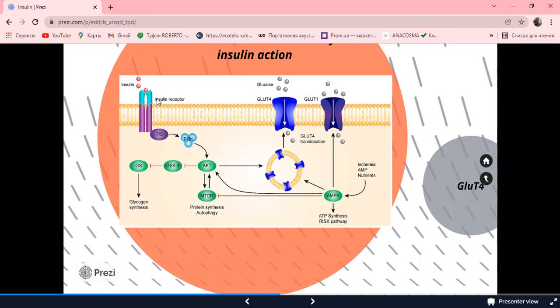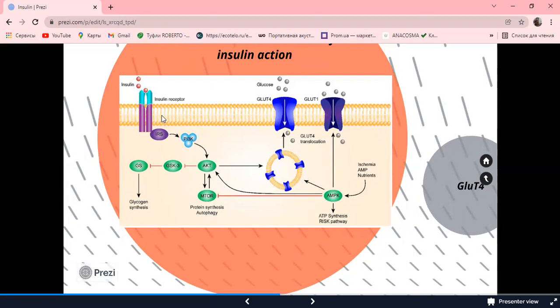Insulin reacts with insulin receptor. This receptor is located in the cell membrane because insulin is a peptide hormone and cannot penetrate into the cytoplasm. Insulin receptor has an interesting structure. It has two subunits, alpha subunit and beta subunit. Alpha subunit is necessary for binding insulin with the receptor. After binding insulin with the receptor, beta subunits will be activated.